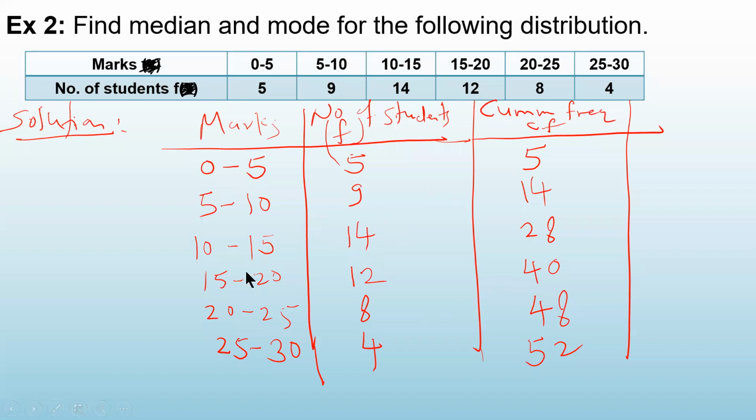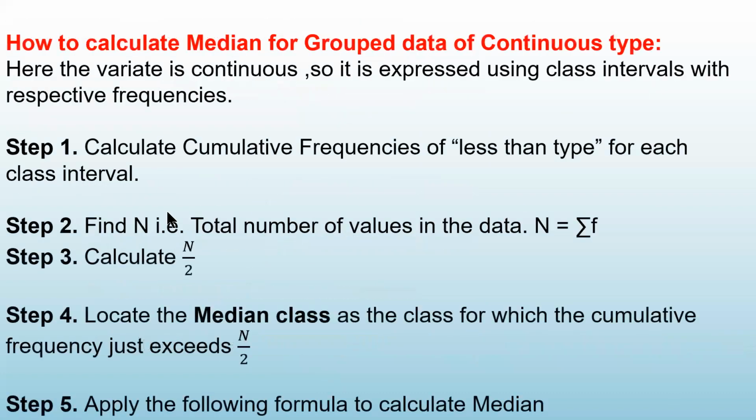So this way we can quickly find out the cumulative frequencies. Now, what is the second step? Go back to the stats. To calculate the median, first step is calculate cumulative frequencies. What is the second step? Find capital N. What is capital N? It is summation of frequencies. Third step is calculate N upon 2. And the fourth step is locate the median class and then finally apply the formula.